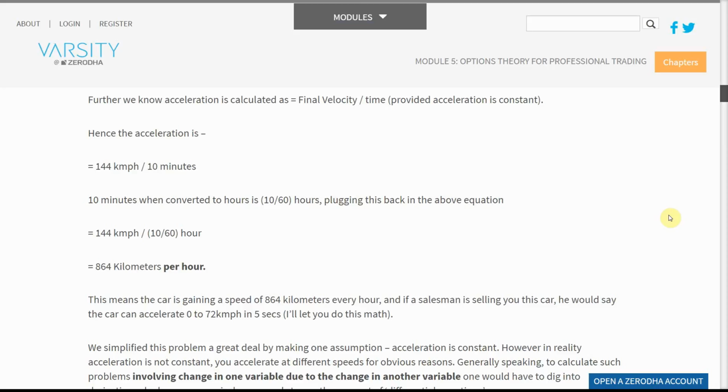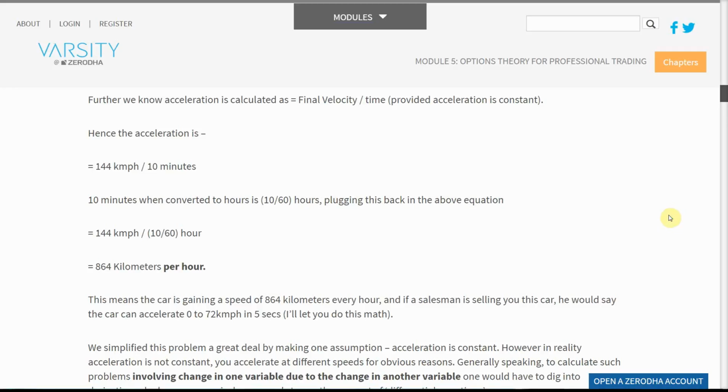And if a salesman is selling you this car, he would say the car can accelerate 0 to 72 kmph in 5 seconds. I'll let you do this math. We simplified this problem a great deal by making one assumption: acceleration is constant. However, in reality, acceleration is not constant. You accelerate at different rates for obvious reasons.